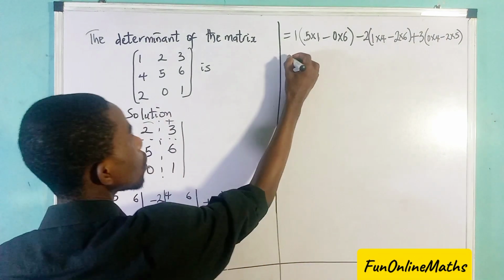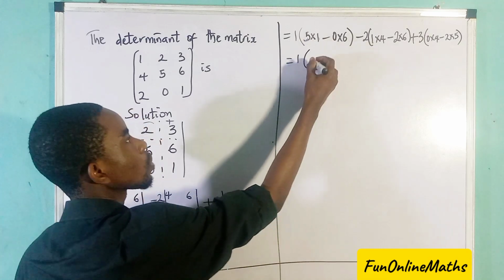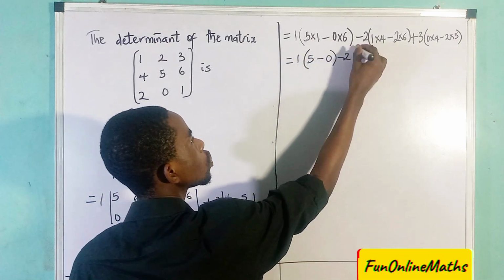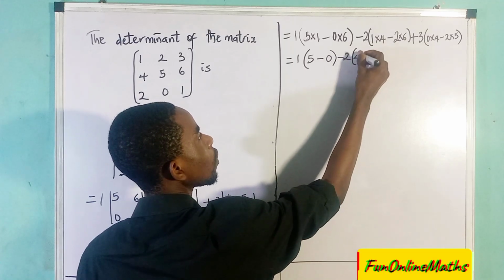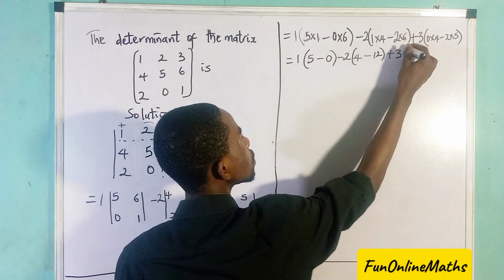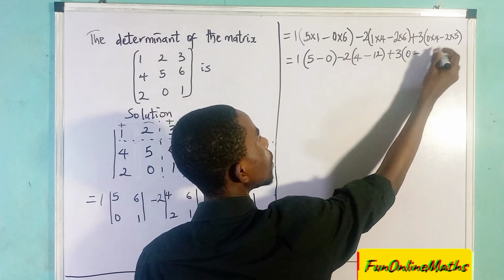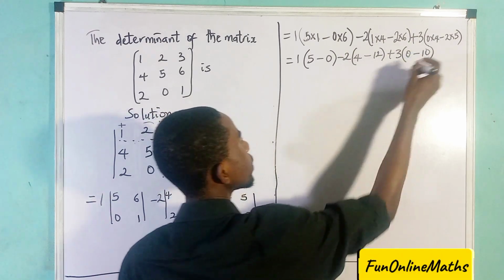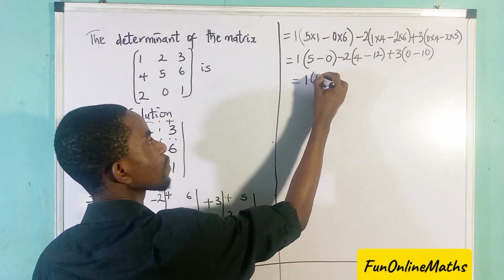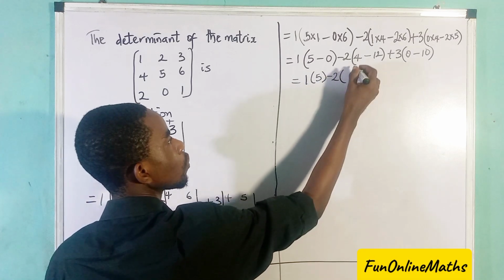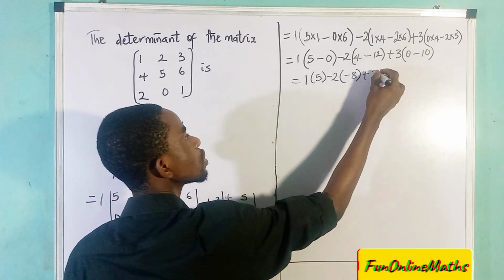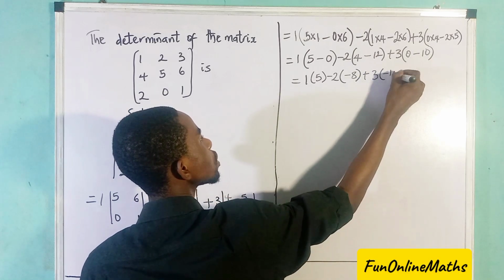Okay, so this is equal to 1. 5 times 1 is 5. 0 times 6 is 0. Minus 2. 1 times 4 is 4. 2 times 6 is 12. Plus 3. 0 times 4 is 0. Minus 2 times 5, which is 10. And then we have 1. 5 minus 0 is 5. Minus 2 into 4 minus 12 is minus 8. Plus 3 into 0 minus 10 is minus 10.